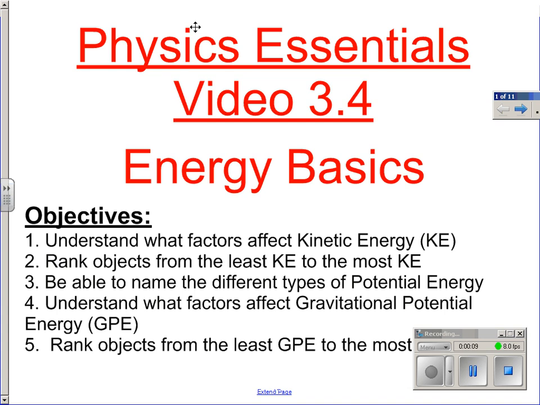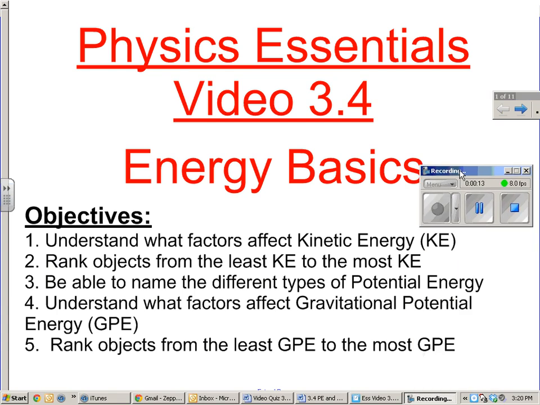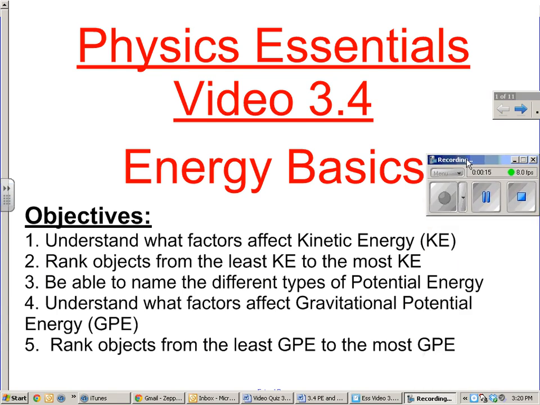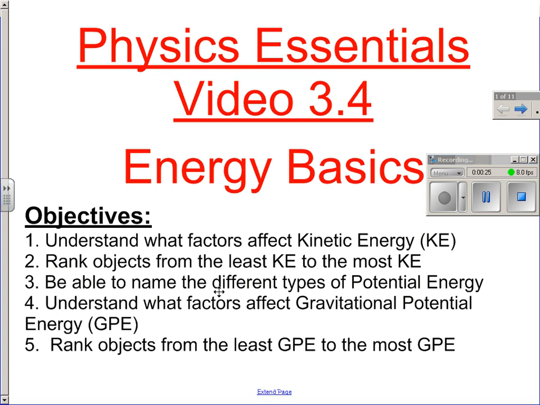So here's your objectives. By the end of this video, you should understand what factors affect kinetic energy of an object. You should be able to rank objects from the least amount of kinetic energy to the most amount of kinetic energy. You should be able to name the different types of potential energy. You should understand what factors affect the gravitational potential energy of an object, and you should be able to rank objects from the least gravitational potential energy to the most gravitational potential energy. So there you go.